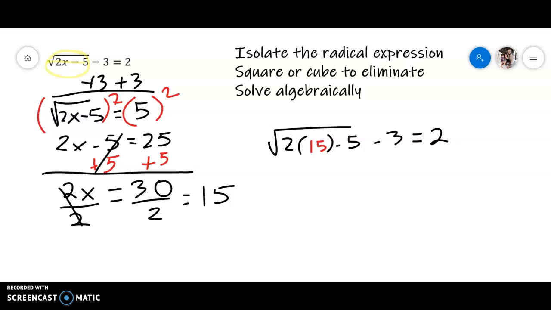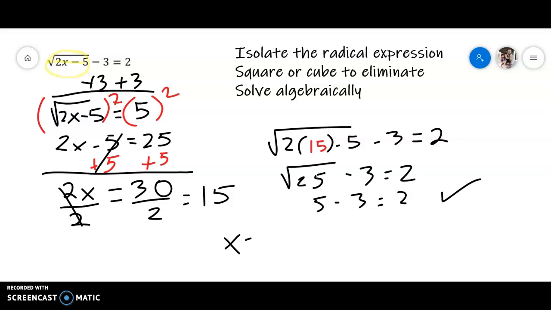2 times 15 is 30. 30 minus 5 is 25. So this is the square root of 25 minus 3 equals 2. So that does actually check out. Sometimes you get something called an extraneous solution. In this case, it didn't happen. What we have is 5 minus 3 equals 2. So it checks out. So we're good to go. That is, in fact, our solution. Final answer, x equals 15.